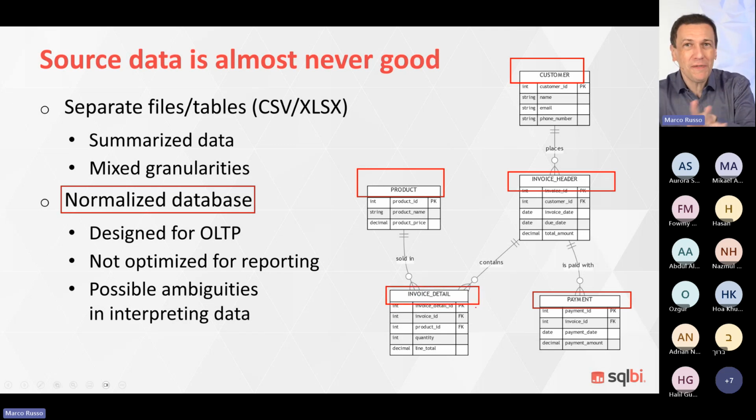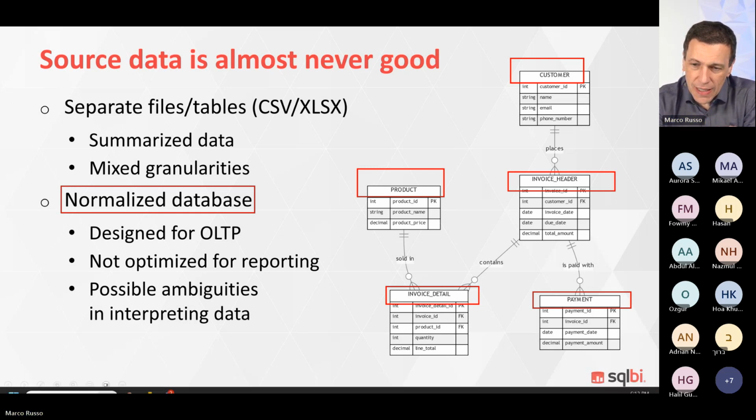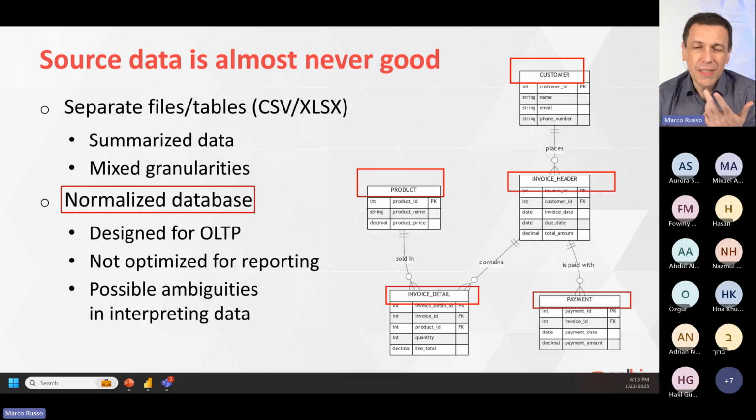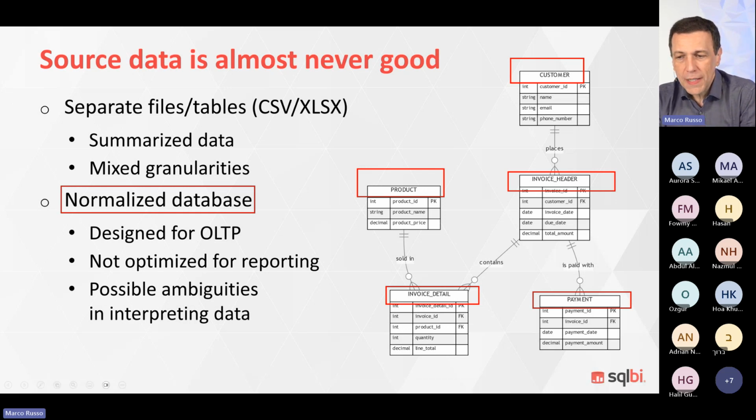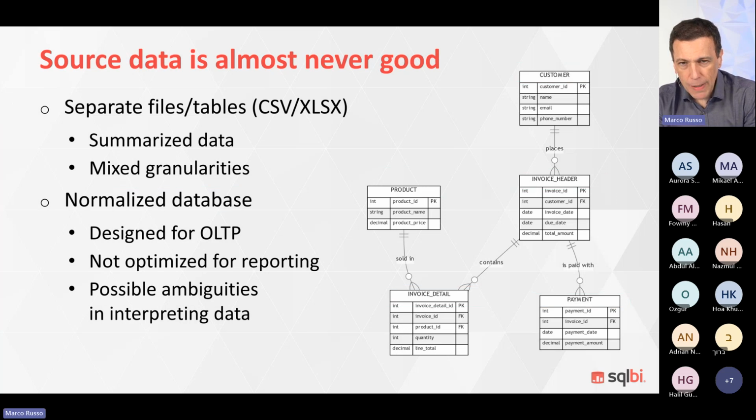Now, this is a simplified visualization of what you could have in a database that is designed for OLTP, but this design is not optimized for reporting. And even though the normalized model is designed to have something that is consistent in terms of data, it could have some ambiguity in the way you can interpret data for reporting.